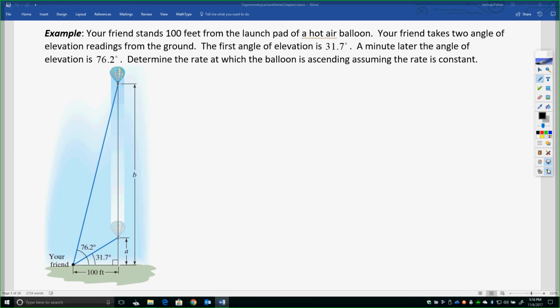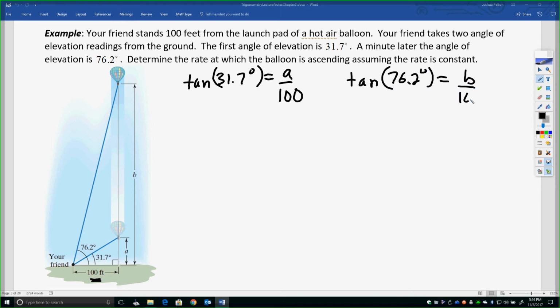So we have a small triangle and a big triangle as a result, and they both have heights from the ground, which are A and B. So figure out those heights first. They're both going to be using the 100 feet back, and both are going to be opposite over adjacent, which is tangent. So the tangent of 31.7 degrees is A over 100, and the tangent of 76.2 degrees is B over 100.